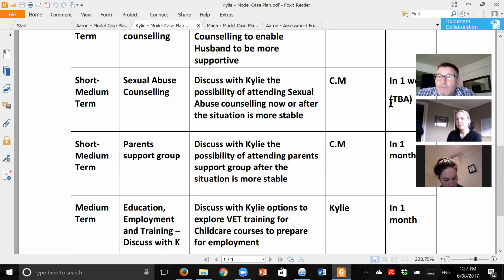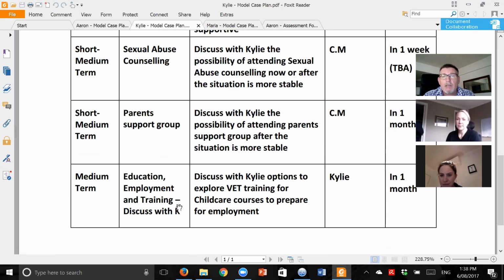I was saying education, and wouldn't you do that long term? That's something to think about later on. Well, yes, it could be long term, and it might be medium term, because you might want to link her in with, for example, Centrelink, which might have a training scheme that you can link her in with, or something like that.